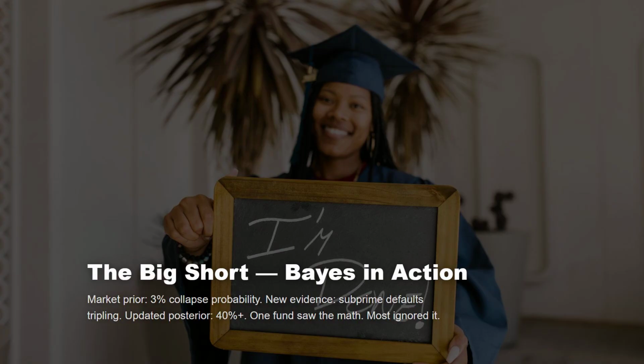One hedge fund manager applied Bayes' theorem systematically. New data on subprime defaults was the evidence. A housing collapse was event B. P of seeing these default rates given a housing collapse was extremely high. P of seeing them given no collapse was low. Bayes told him the posterior probability of collapse had risen from 3% to over 40%. He bought credit default swaps when they were priced for 3% probability and collected when the 40% scenario materialized.